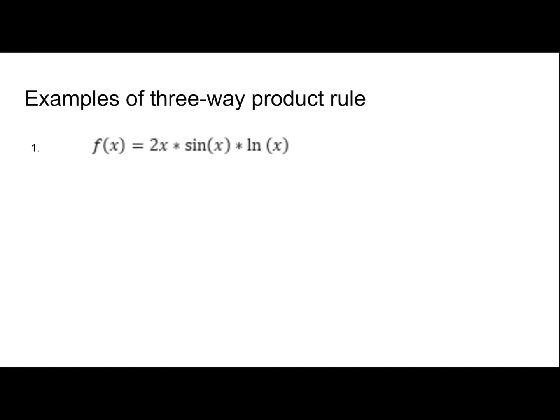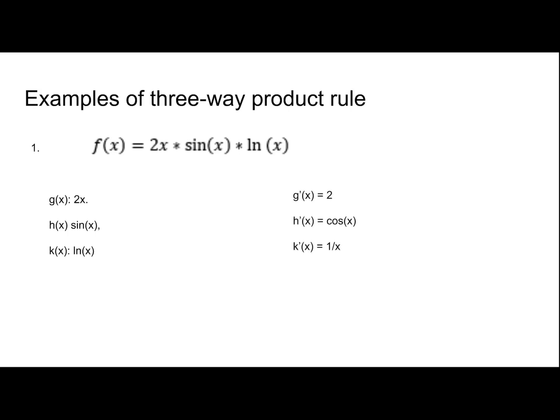Right, so here's an example question. If we have f of x equals 2x times sine of x times ln of x, that's going to be our 3 parts. Part 1 is 2x, part 2 is sine x, part 3 is ln of x. So in this case, we're going to draw out our g of x, h of x, and k of x. It doesn't really matter what g of x is. It could be z of x, could be a of x, could be b of x. It can be anything. So g of x, in this case, I've said to be 2x. H of x, I've said to be sine x. K of x, I've said to be ln of x.